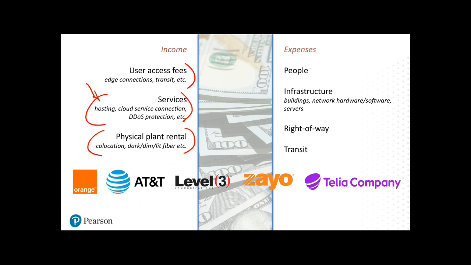So where they spend their money is people is always number one. Of course, they have a lot of infrastructure, particularly as you are running very global, large scale networks. You have a lot of infrastructure. Right of way is going to be a major cost for these people. And then sometimes they will pay transit to other transit providers for various reasons.